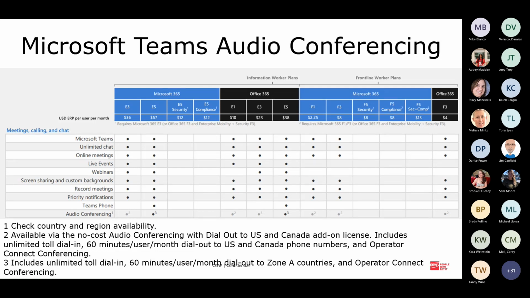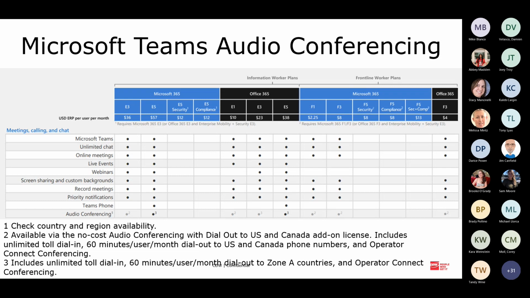Obviously, E1, E3, E5 on the standard Office 365, even the F1 and F3 in the Microsoft 365 and the Office 365 F3 all include audio conferencing now, and it's available via the no cost audio conferencing with dial out, US and Canada add-on license. So all you have to do is go into Inkscape or wherever you procure your licenses from for CSP, for your EAs, and you can include this with those licenses that I pointed out that will now have this feature available.